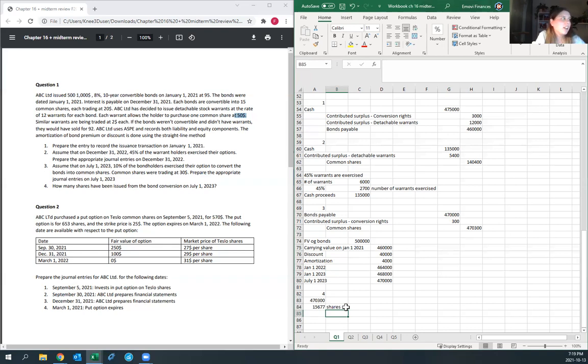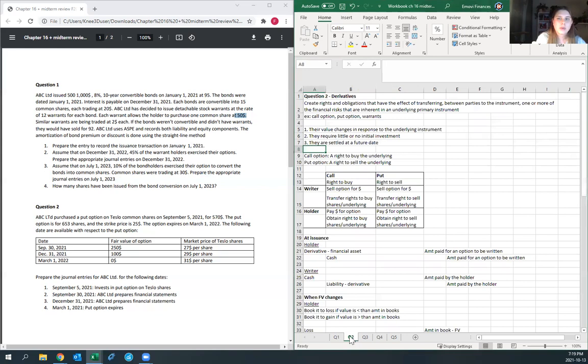Any questions on question 1 or the theory regarding convertible debt and warrants? I think that has a no. Can you repeat 4 again?